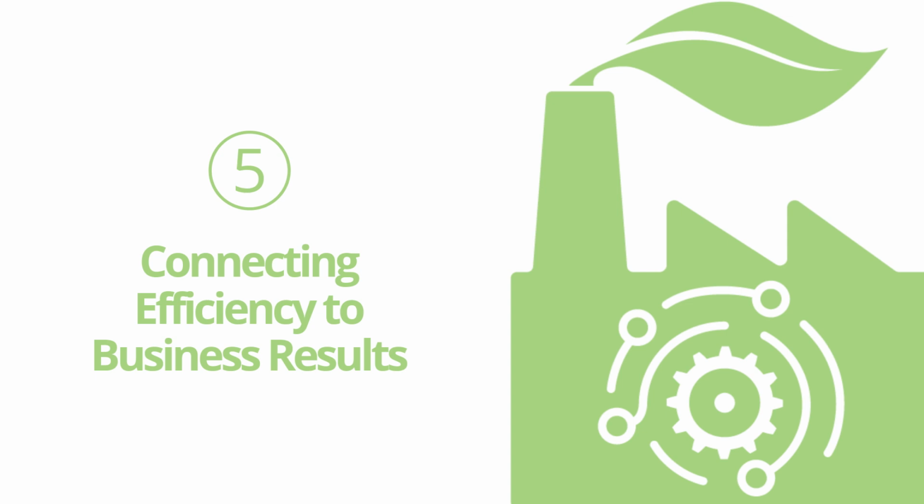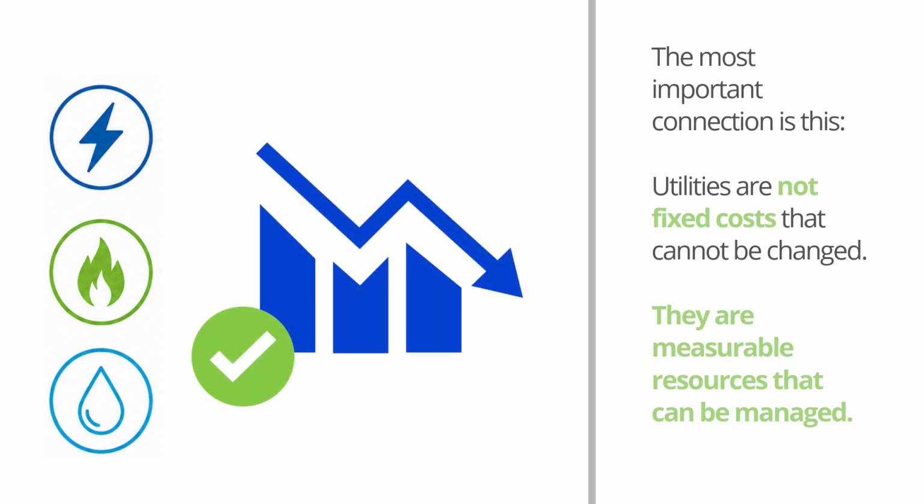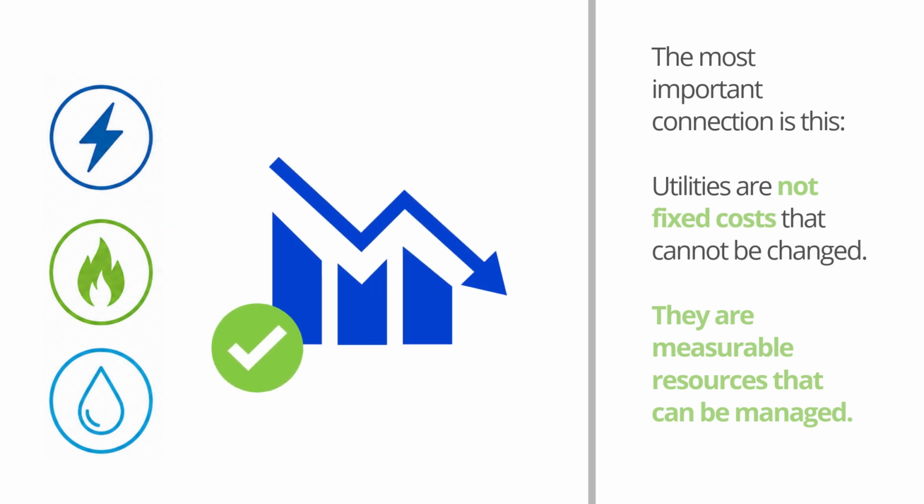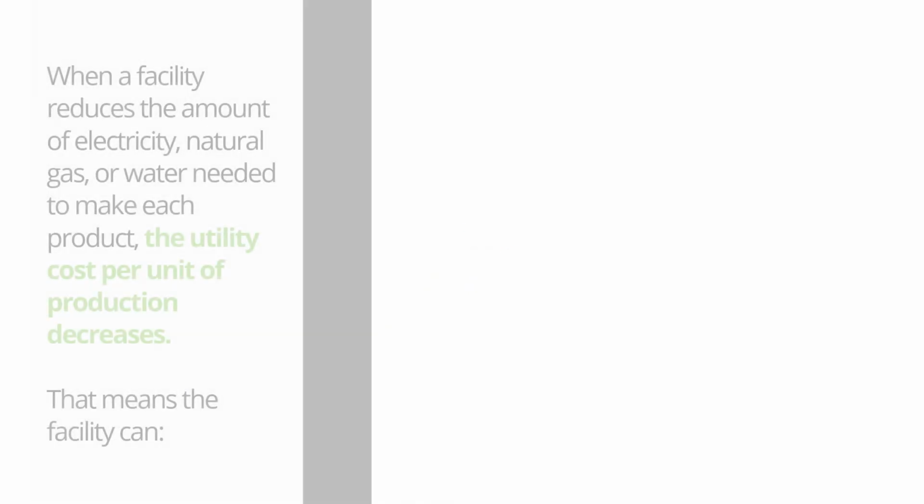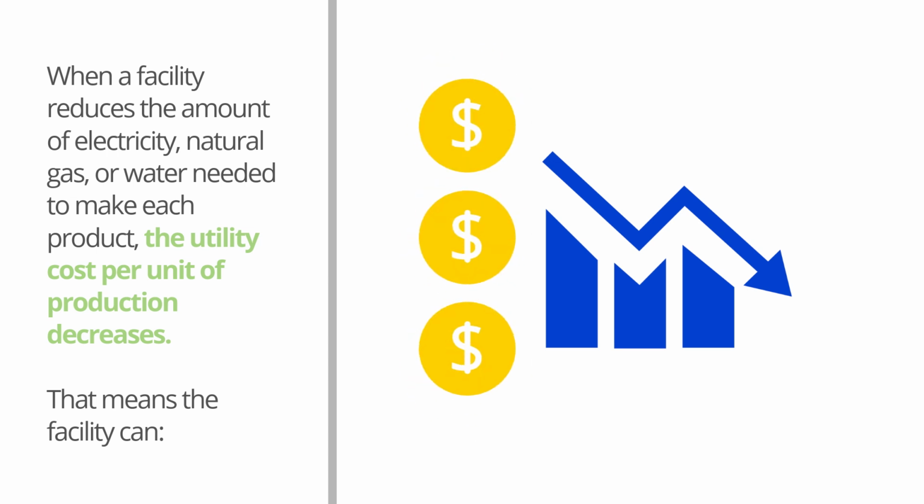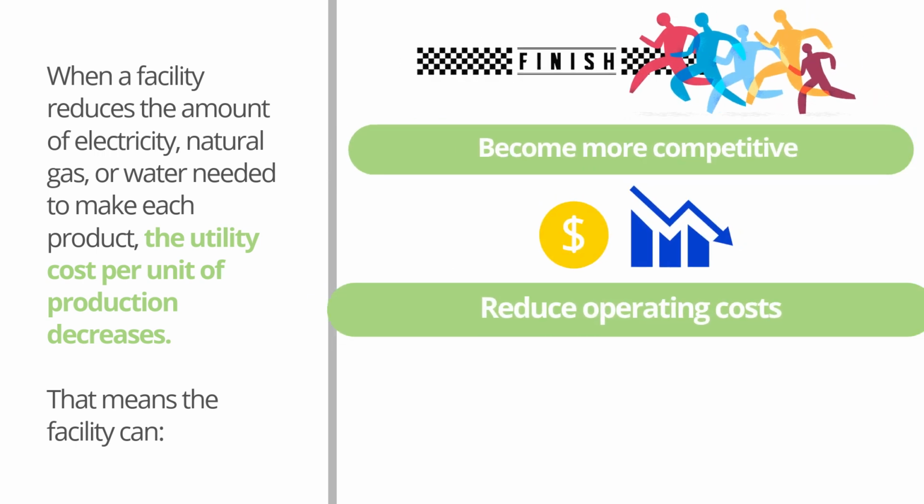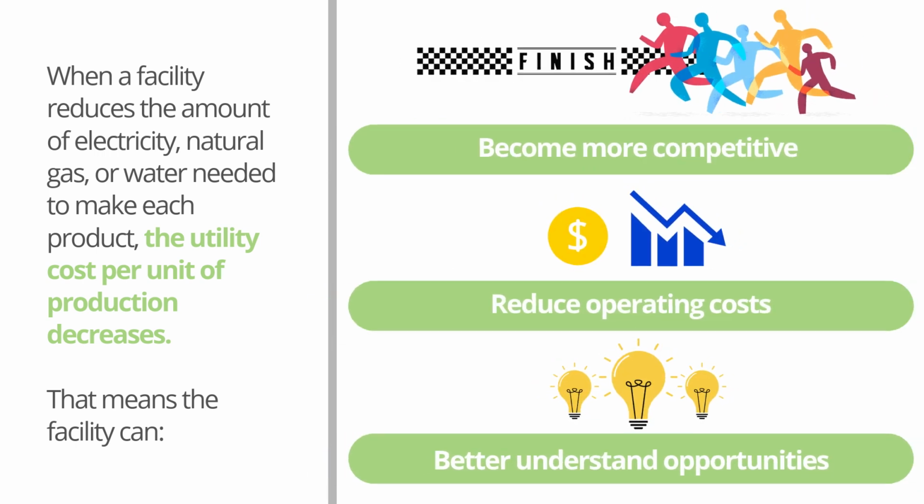Connecting efficiency to business results. The most important connection is this. Utilities are not fixed costs that cannot be changed. They are measurable resources that can be managed. When a facility reduces the amount of electricity, natural gas, or water needed to make each product, the utility cost per unit of production decreases. That means the facility can become more competitive, reduce operating costs, and better understand where improvement opportunities exist.